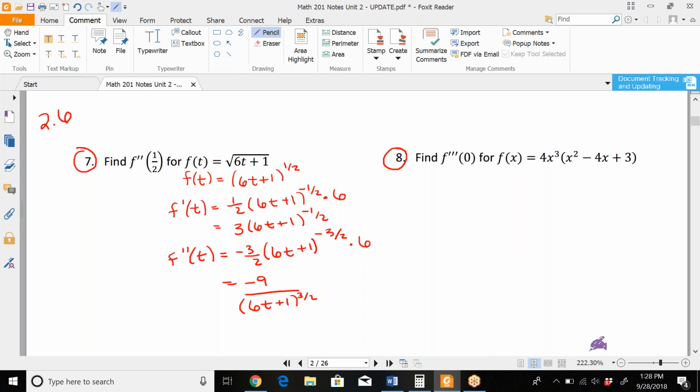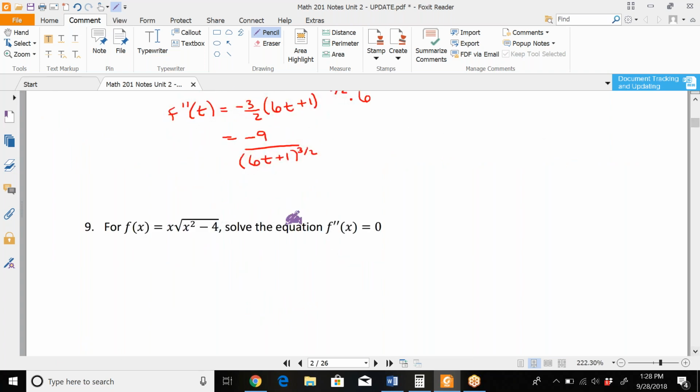Now we're supposed to put in a 1/2 for the evaluation of this. So this is going to be negative 9 over 6 times 1/2 plus 1. And then remember, this is a square root that is then cubed because that's what 3/2 means. So we need to work out the inside first. That's going to be a 3 plus 1, so that's a 4. And I'm going to go ahead and convert this to a radical. So that's square root of 4 and then cubed. So that's negative 9 over 2 cubed, or negative 9 over 8.